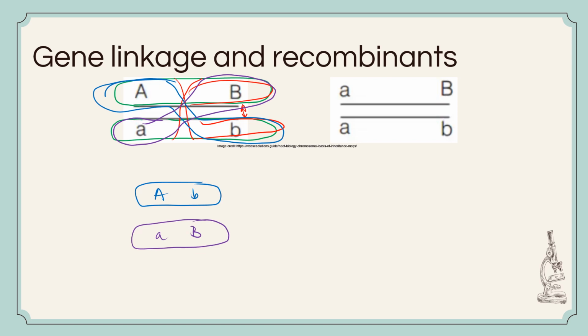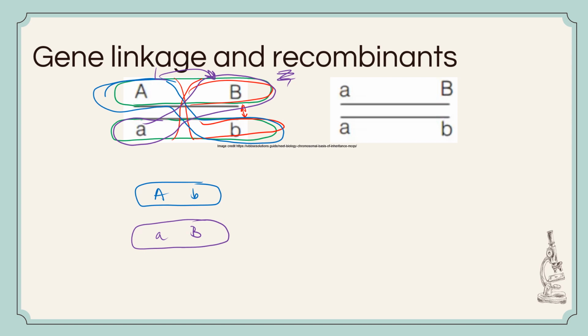Because these are combinations that are different from the parental combinations, we call those recombinants. These are recombinant genotypes, recombinant chromosomes. They were produced because of crossing over. And so now we have new combinations of phenotypes that are going to pop up in the offspring. This is a source of genetic variation in the species. It's very, very exciting.